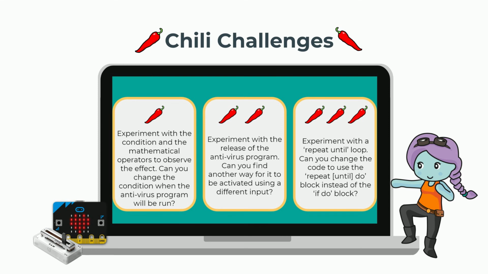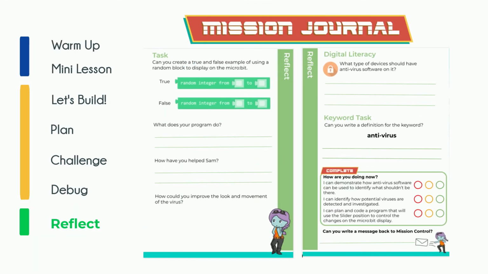The number of Chilis determines the complexity of the challenge. The lesson is pulled together then at the end in the Reflect section. Students complete the activities in the mission journal, which allow them to reflect on the challenge that they have completed. Students are asked to document key aspects of their program, including thinking about how their final program could be developed further.